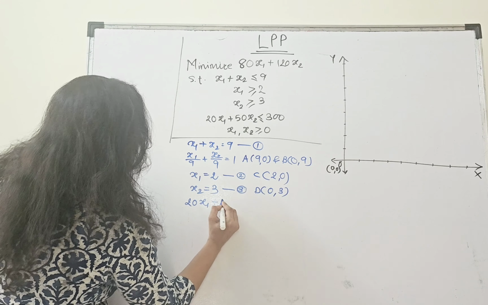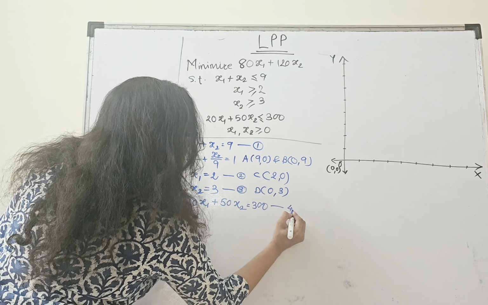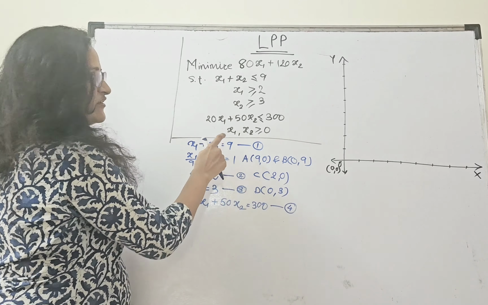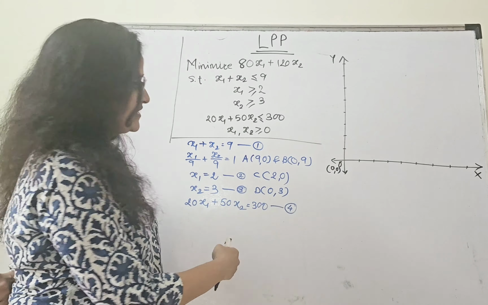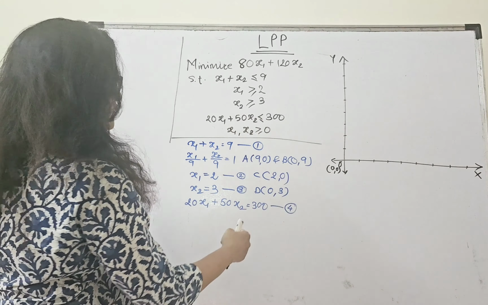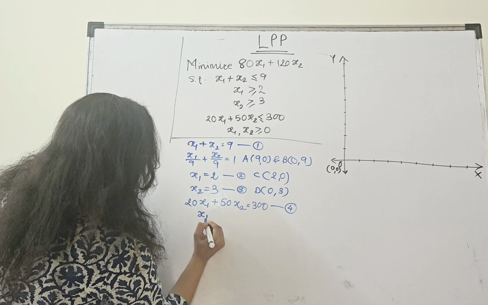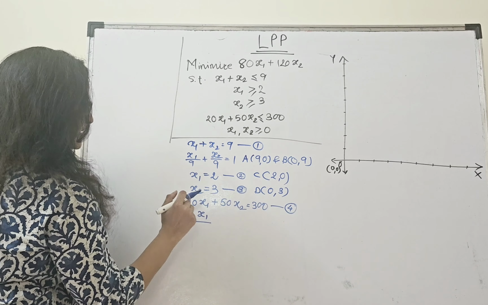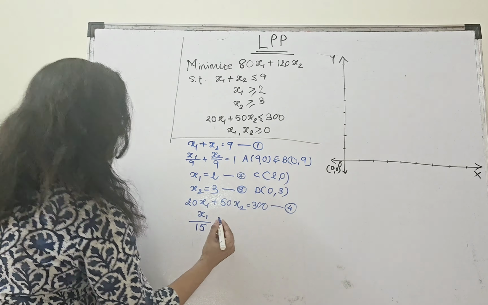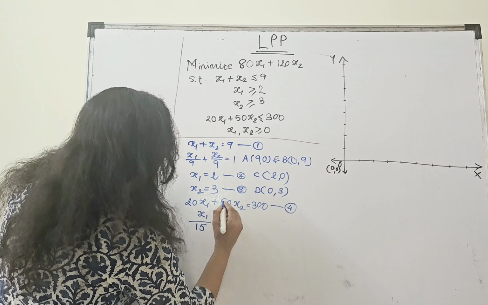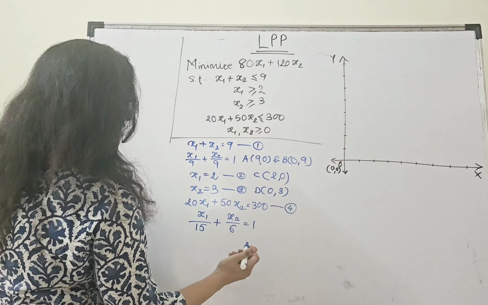Now, let's go for the next equation: 20 x1 plus 50 x2 equals 300. This is my equation number 4. As I did with the first equation, in the same way I will divide this complete equation by 300, because my aim is to make 1 on the right hand side. So when I divide the complete equation by 300, x1 divided by 20 upon 300 is going to be 15, correct? The 0 is gone and 2 15s are 30. Then x2 divided by 6 equals 1. Easy. So what are the coordinates which I got?